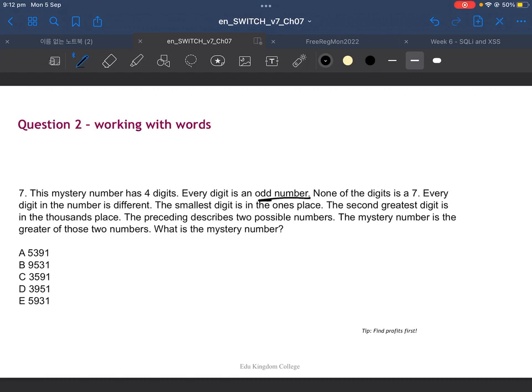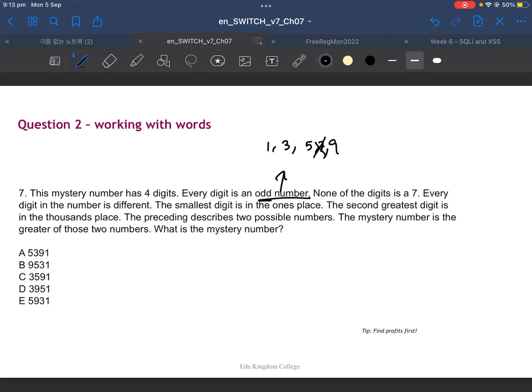Okay, let's list the odd numbers we have. What's possible? 1, 3, 5, and 9. Can we go past that? No, because remember, it's a single digit. None of the digits is a 7. Oh, I should have included 7 in that. But okay, now that we know 7's not in it, it's just 1, 3, 5, 9. Every digit in the number is different.